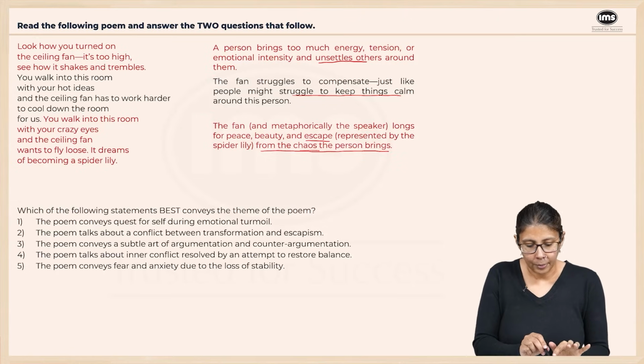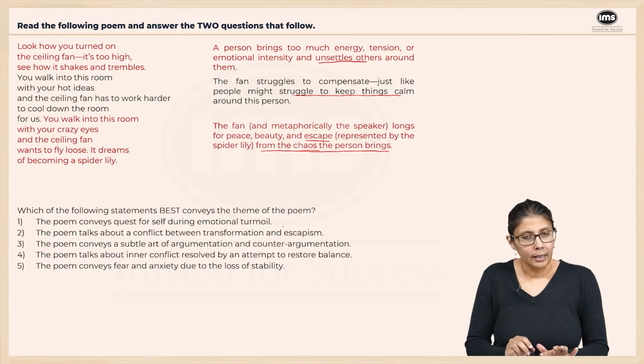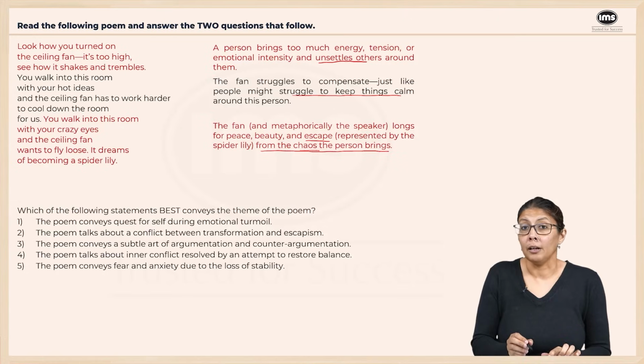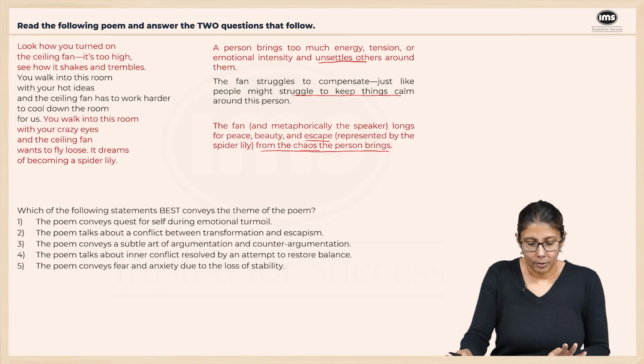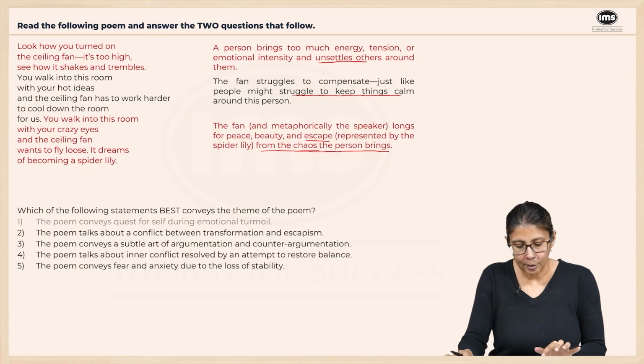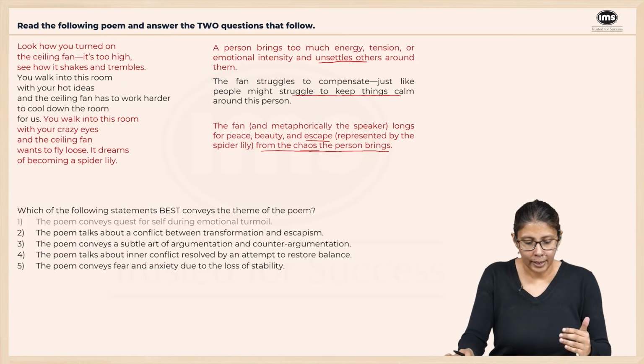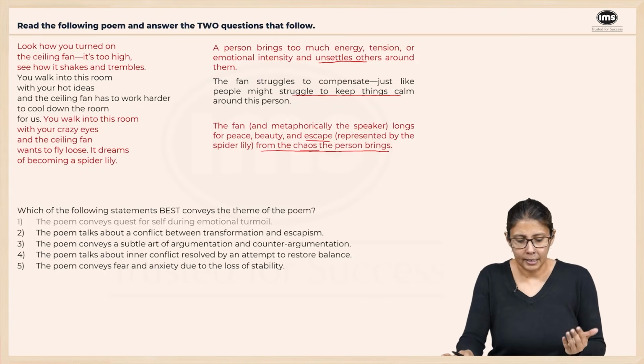The first option says the poem conveys quest for self during emotional turmoil. There is emotional turmoil, undoubtedly, but there is no quest for self, there is quest for escape. So, quest for self is not justified. The second one, the poem talks about a conflict between transformation and escapism. I like this option because it has the word escapism. And when it says that the fan wants to become a spider lily, then yes, I guess the fan wants to transform. So let's keep 2.